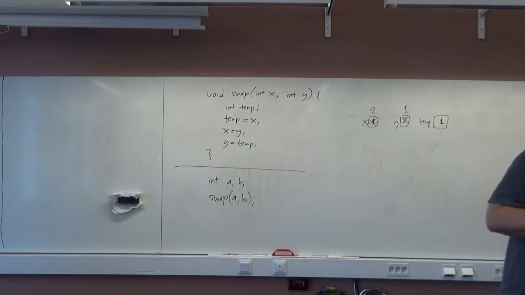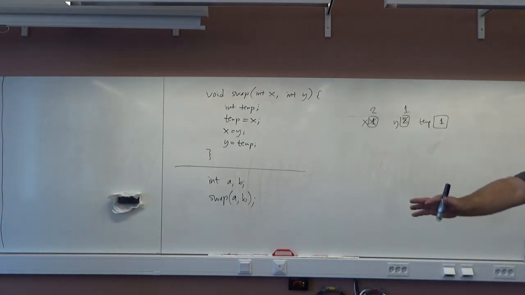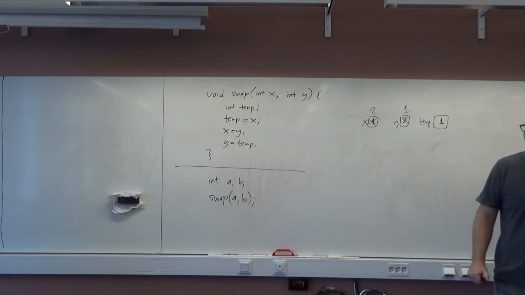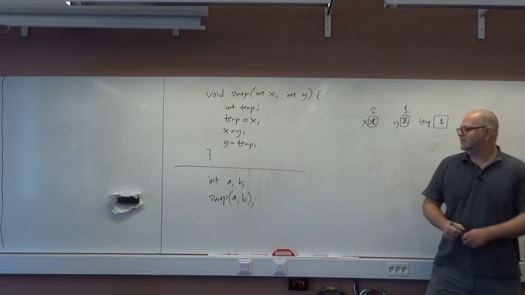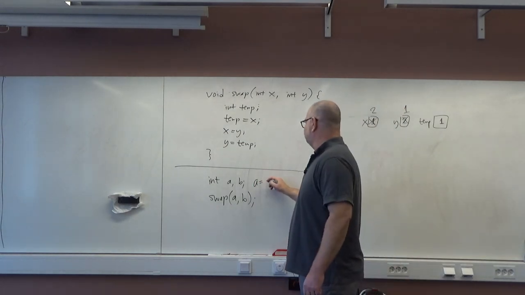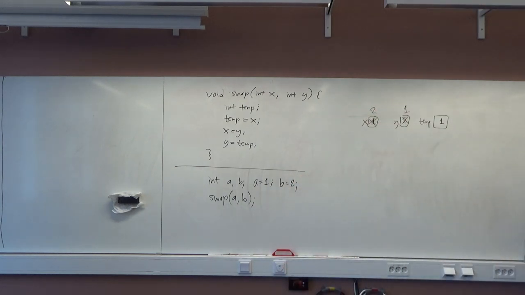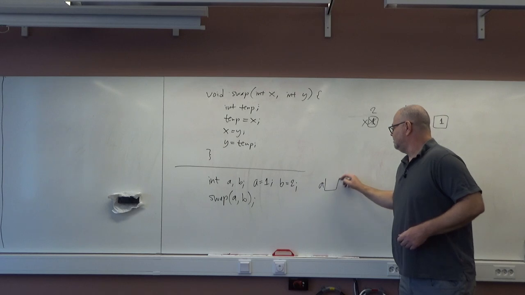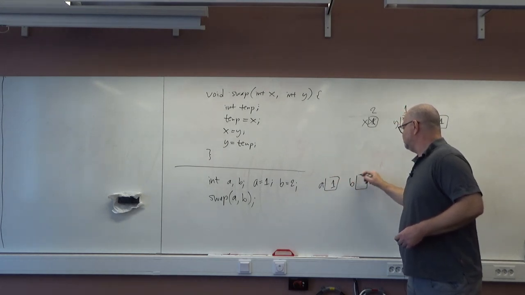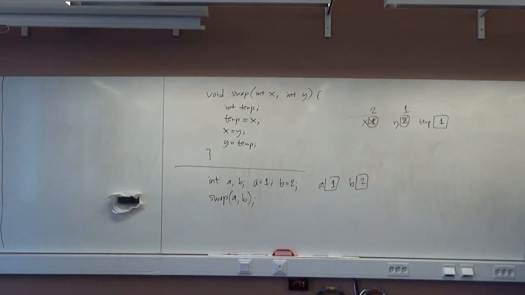Well, assuming it's C, they will have some value, whatever bit pattern happened to be in that place in memory. So they will have some value, but let's assign them starting values like this. So now they have values, okay. But why doesn't swap work? Why doesn't it actually swap A with 1 and B with 2? Yes? You need to pass it by reference. Yeah. I mean, call by value.